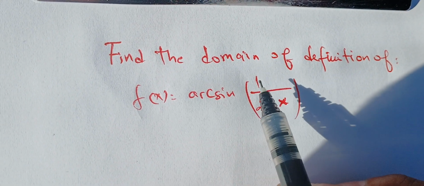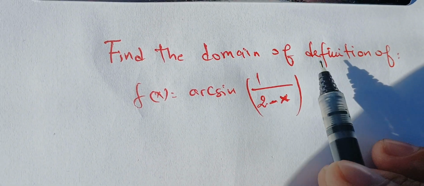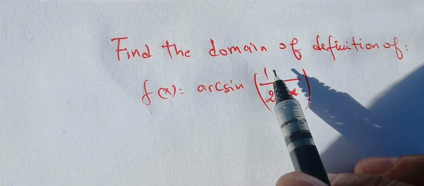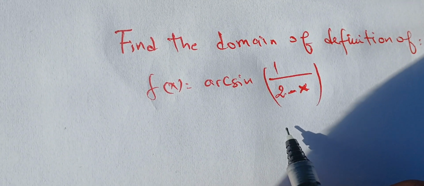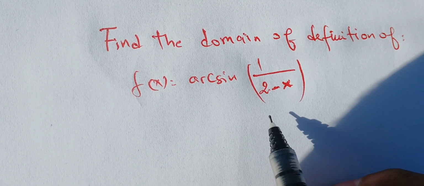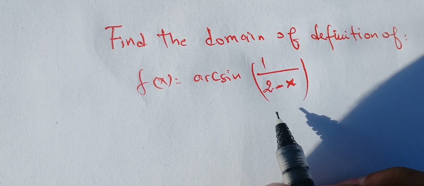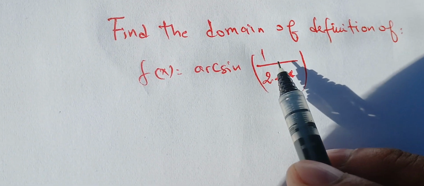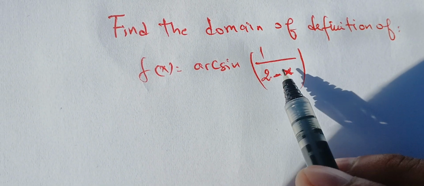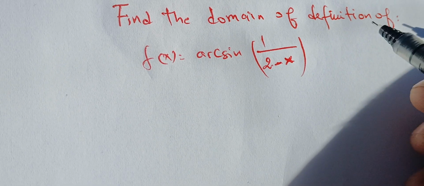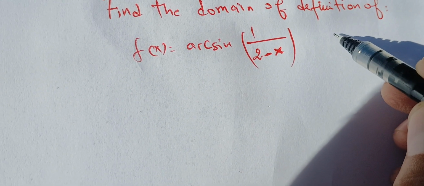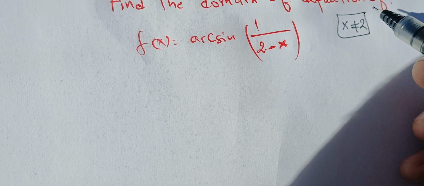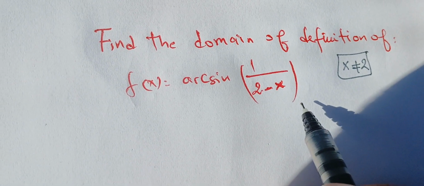Welcome back. In this video, we're going to try to find the domain of definition of this function, arcsin of 1 over 2 minus x. The first thing that we need is that we don't want to divide by 0. Therefore, we want 1 over 2 minus x different from 0. That means that 2 minus x is different from 0. This means that x is different from 2. So this is our first condition on this domain.